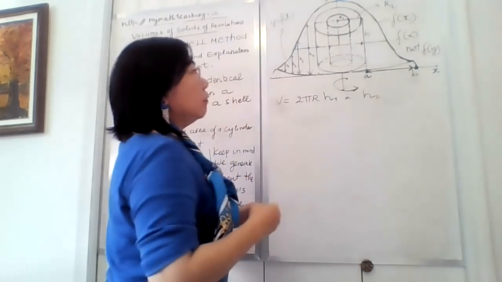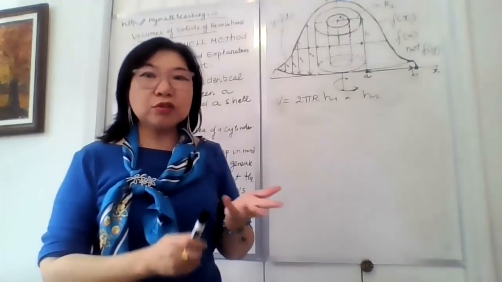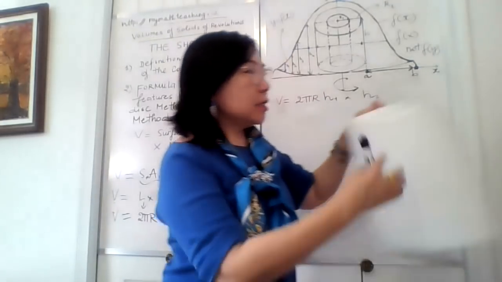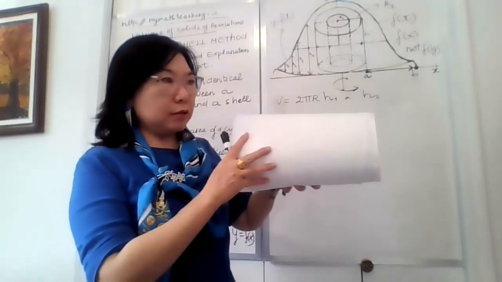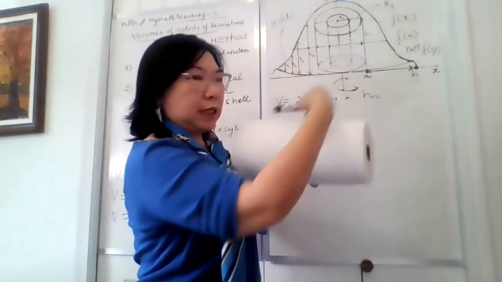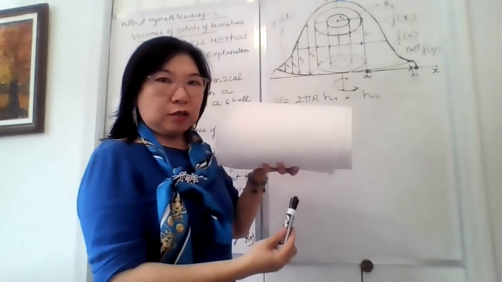So what if our function is f of y? What do we have to do? We will generate by revolving around the x-axis. In that case, we will put the cylinder this way, right? And we generate around the x-axis. And in that case, we have to reverse the function.